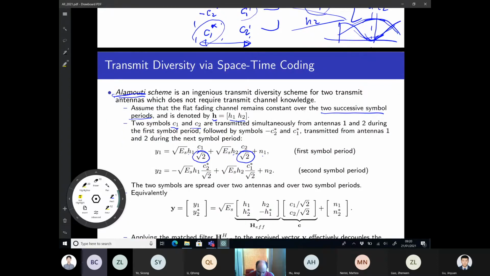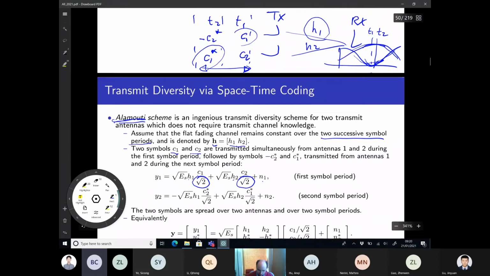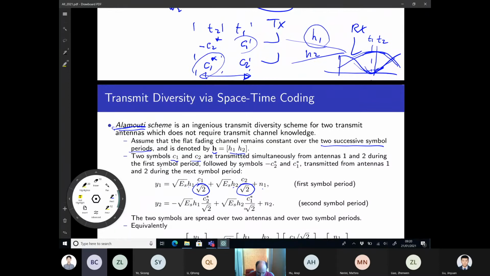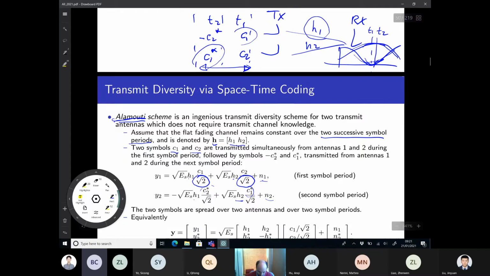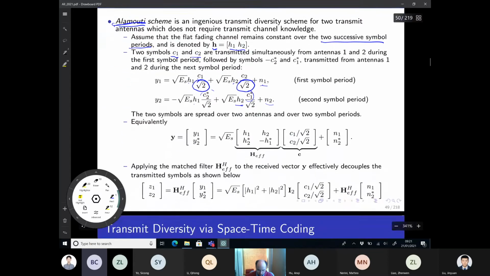Now what happens in the second symbol period, time 2? I transmit C1 conjugate from antenna 2. So C1 conjugate will be multiplied by H2, and minus C2 conjugate will be multiplied by H1. And I have my second observation with a different noise realization. Those two noises are independent over the two time instants. Now I can write this in a matrix form.